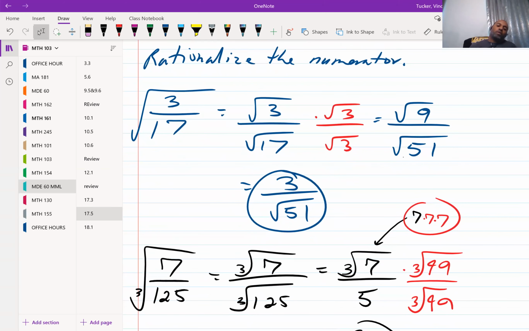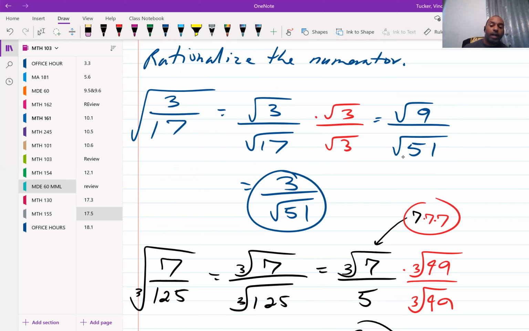All right. Next one, we have the cube root of 7 over 125. If I take the cube root of the top and bottom individually, I can take the cube root of 125, which is 5. So that simplifies to just 5. Then the cube root of 7, you ask what times 7 will make it a perfect cube? So all we have is one 7. That means we need 2 more 7s. That's what I was trying to emphasize here. So we need 2 more 7s.